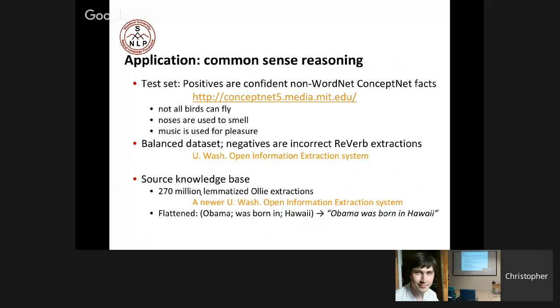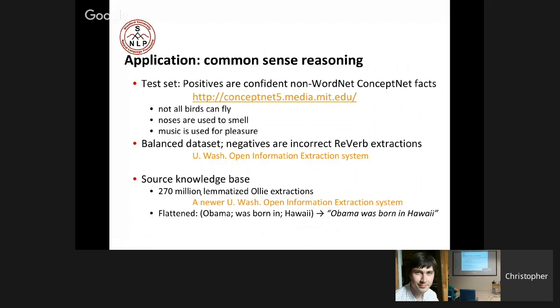So we've applied this idea to a couple of example problems of common sense reasoning and question answering, and so I'll finish by just telling you a bit about these. So one first set of experiments was with common sense reasoning facts. And so a group at MIT have developed ConceptNet, which was meant to be a sort of a database of common sense facts in a formalized representation, like not all birds can fly, noses are used to smell, music is used for pleasure. And so we thought we could just see whether, starting with the plain text that we had gotten off the internet, we could successfully infer those things.